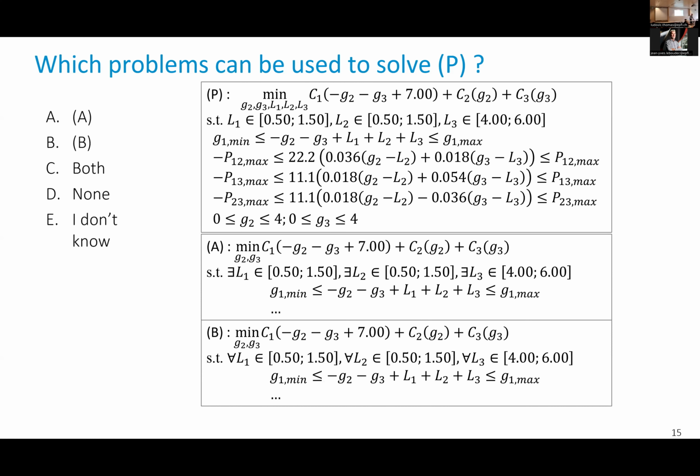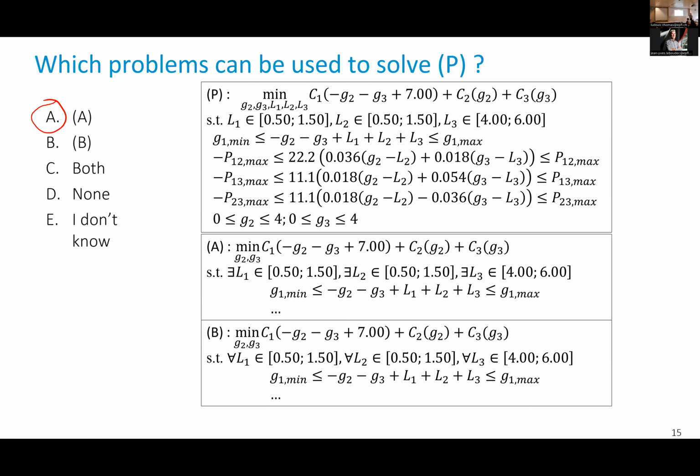And the majority says A, which is the correct answer to a bad question. When the question was asking, what is the same as P? So if I write this, I've added L1, L2, L3 as supplementary optimization variables, which is the same as saying there exists L1, L2, L3 in an optimization problem with G2, G3. So A is the same as P.